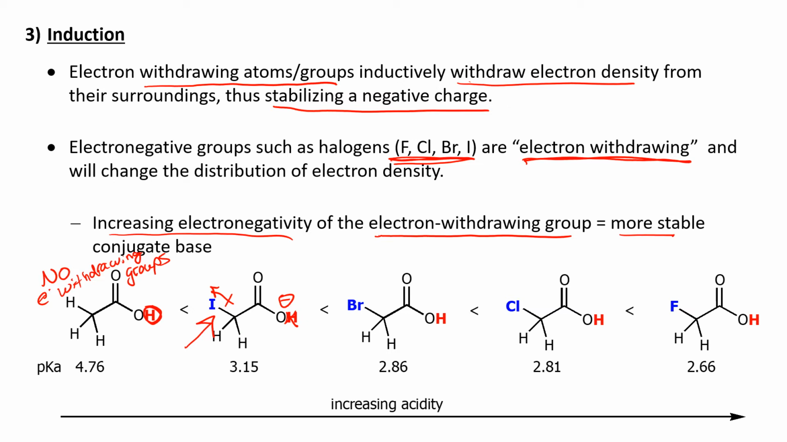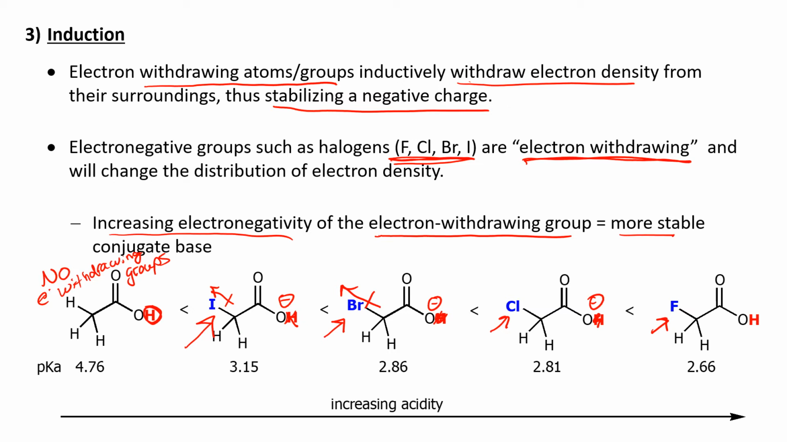So as we move across, we see an even more acidic compound is one that has a bromine. Bromine is more electron withdrawing than iodine was. It can more easily stabilize that negative charge. Moving across, we have a chlorine, which is more electronegative, creating a more acidic compound, able to more easily stabilize that negative charge. And then as we add even stronger electron withdrawing groups, fluorine, we have a more acidic compound.